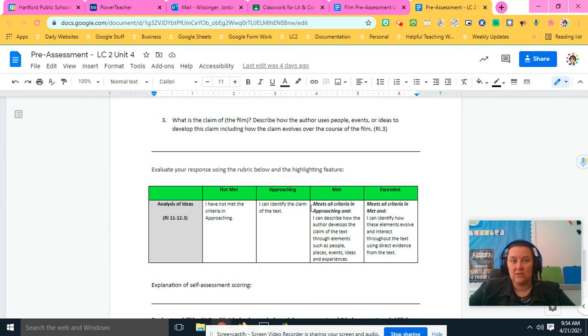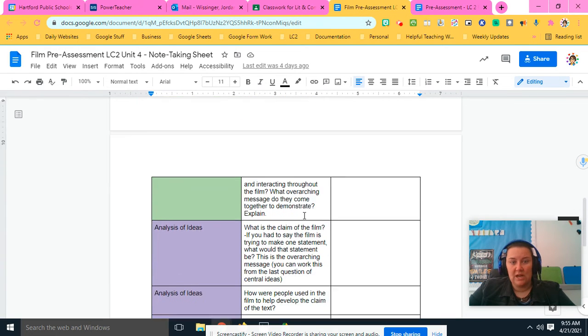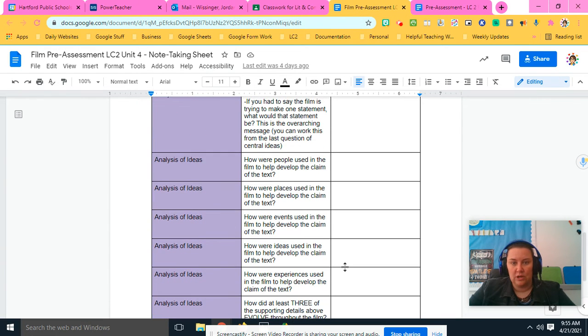If you continue down to the 3rd page, you'll see the 3rd question, which is about the claim of the film. So the overall idea, the overarching message that the film or the director or the writer was trying to give us. Describe how the supporting details of people, events, or ideas were used to develop the claim, and include how the claim evolved over the course of the film. Remember here to use information from the beginning, the middle, and the end, because that's the course of the film. Go back to your note-taking sheet, and that's all these purple boxes that you took notes on.